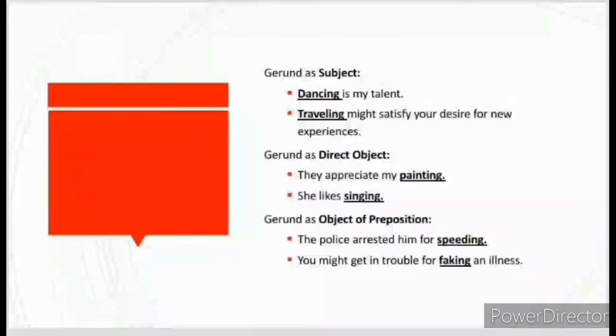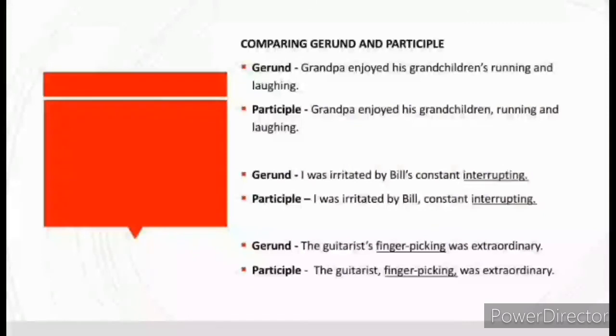Gerund also plays as object of preposition. The police arrested him for speeding. You might get in trouble for faking an illness. As you can see in the sentence, there is already a noun and gerund plays as noun. As you can see, the word speeding also ends with ing and faking also ends with ing.